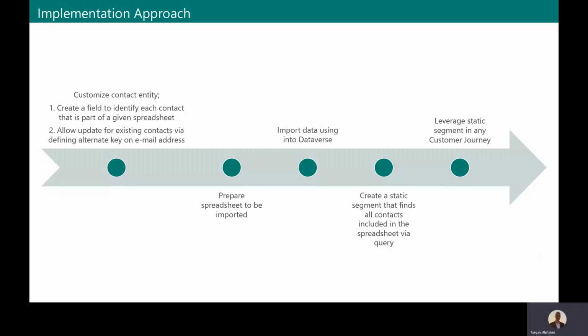And then I'm going to prepare the spreadsheet for the import by adding a column for the custom field. And next, I'm going to use the out-of-the-box Dataverse import tool to migrate contacts. And finally, after importing all these contacts, I'm going to use the segmentation module and segmentation engine to create a segment that finds all contacts included in the spreadsheet. And then we will be finally ready to use those contacts within our customer journeys.